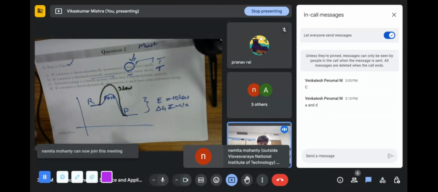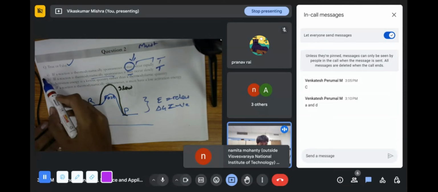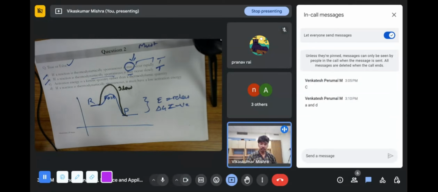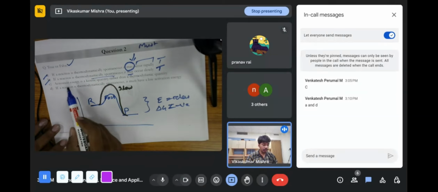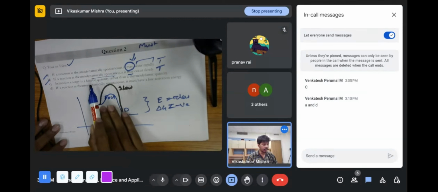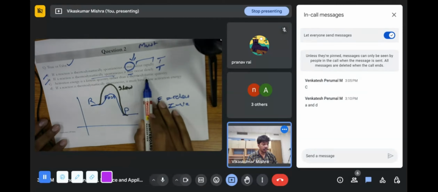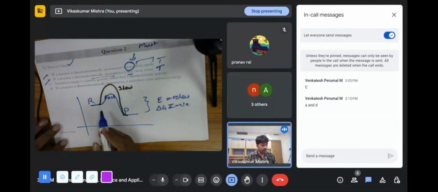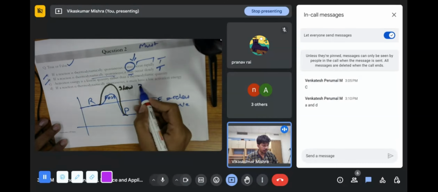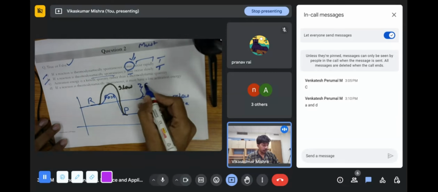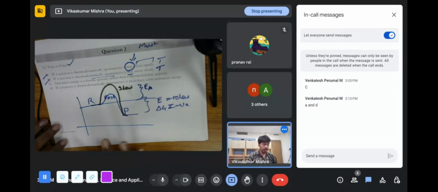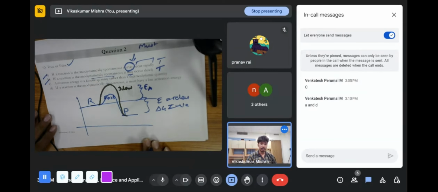So now let's move to the third part. First and second part we have covered. Let's move to the third one and see whether this one is true or false. Activation energy is a kinetic quantity rather than a thermodynamic quantity. So they are telling that this much of energy, below, is the activation energy, like EA. They are telling this is a kinetic quantity. It doesn't involve thermodynamics in it.